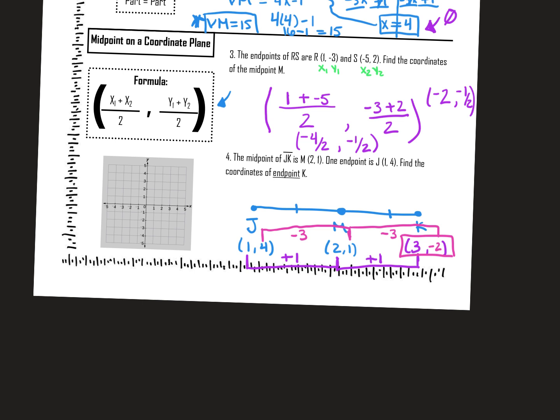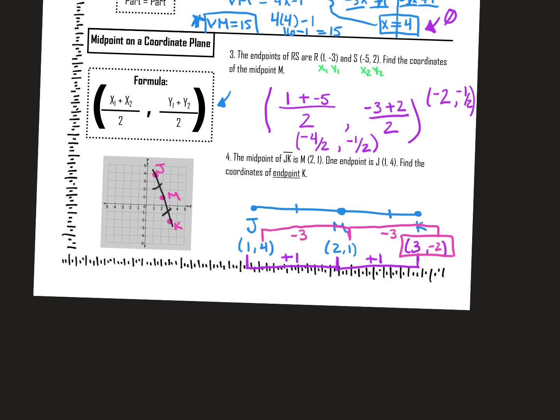And let's go ahead and plot these points. That way we can make sure that it looks right. So it said that J is at (1, 4). So right 1, up 4. We have point J. M is at (2, 1). So 2, 1. And then K is at (3, -2), which is going to be here. And if I connect these dots, we should have something like that. And these do look like they are equal segments, so we did it right.